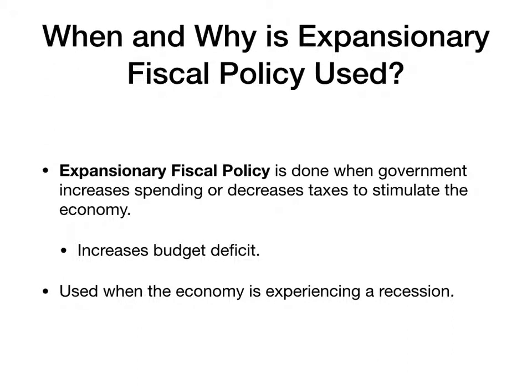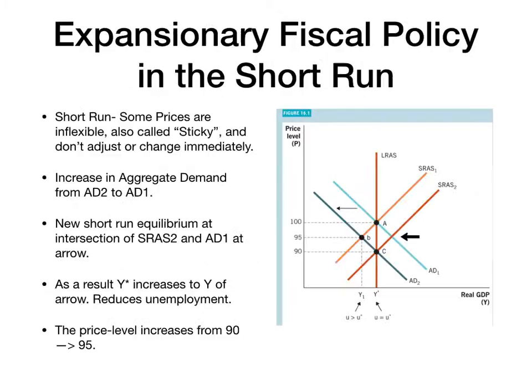When and why is expansionary fiscal policy used is a good question to ask yourself. Expansionary fiscal policy is done when a government increases spending or decreases taxes to stimulate the economy. This increases the budget deficit and is used when the economy is experiencing a recession. Expansionary fiscal policy in the short run: think of what the short run means. Short run means that some prices are inflexible, also called sticky, and they don't adjust or change immediately.